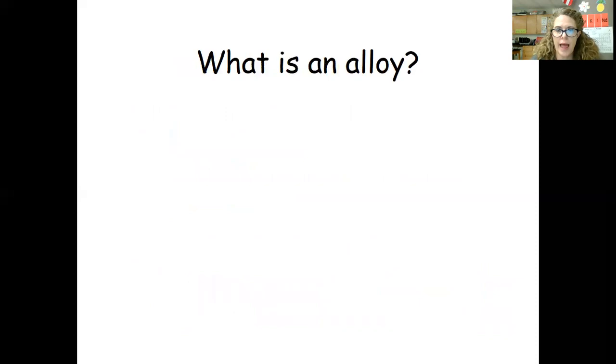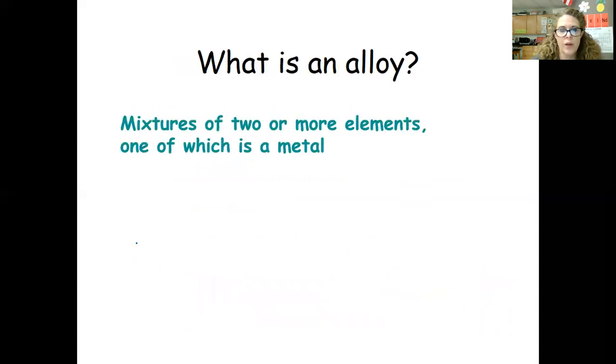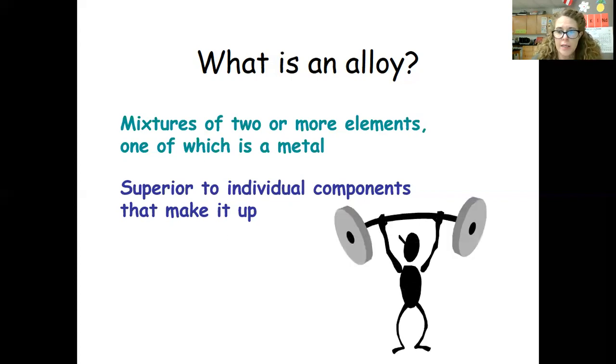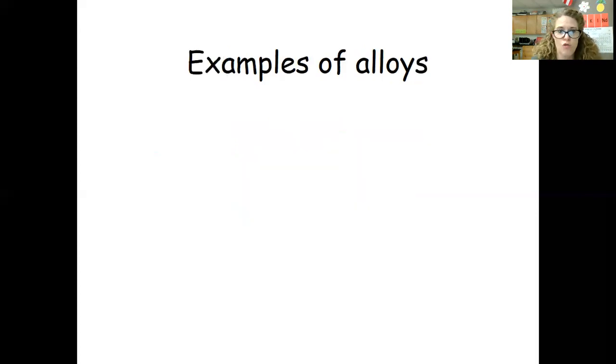So now what is an alloy? An alloy is a mixture of two or more elements, and one of which has to be a metal. The purpose of making an alloy is to have a superior composition than the individual elements by themselves. So an alloy has better physical or chemical properties than its individual components, and in some cases, it's going to make something stronger.